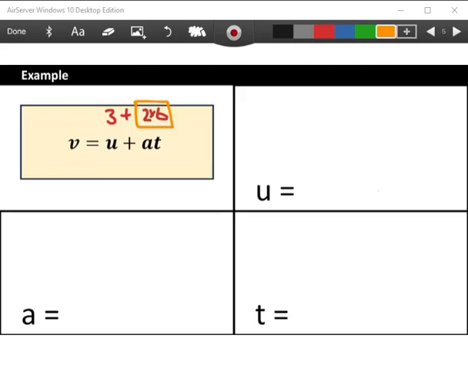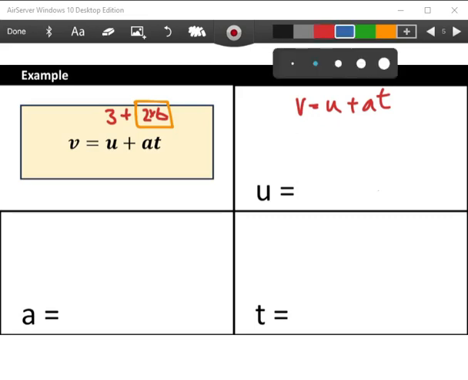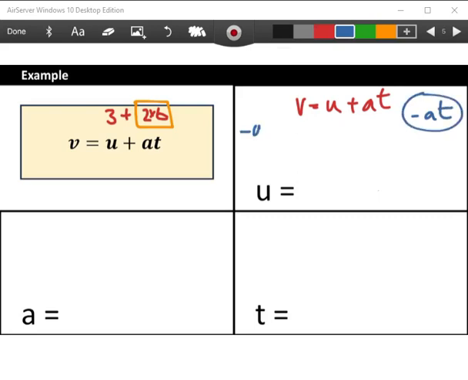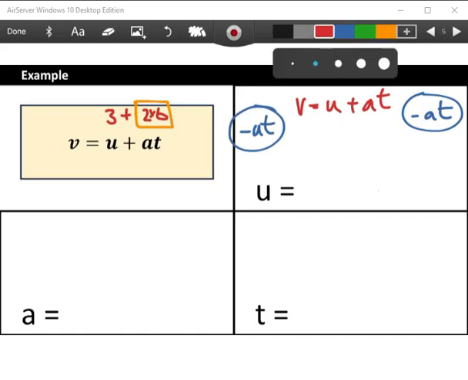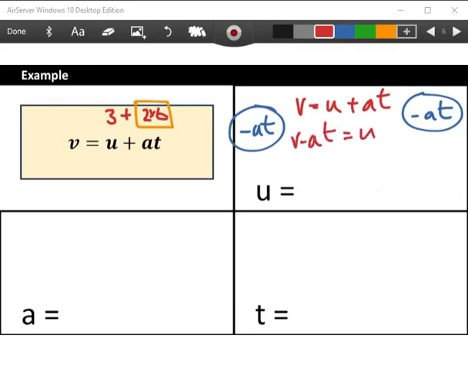So when we come to rearrange this, we kind of work backwards. When we've got v equals u plus at, we want to leave u on its own. We move the whole of this bit. What we're going to do is take away at from both sides. How do we know to take away? Well, here it's add, so we do the inverse. So we end up with v minus at. In other words, we've just found out u equals v minus at.